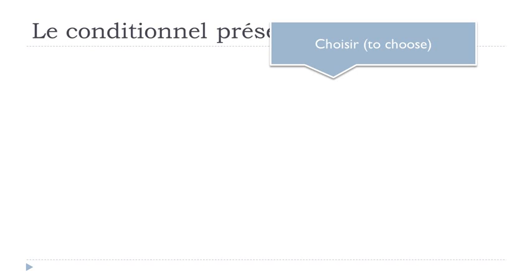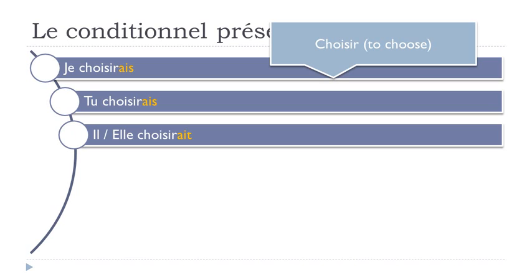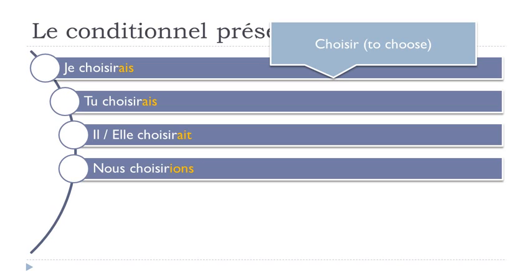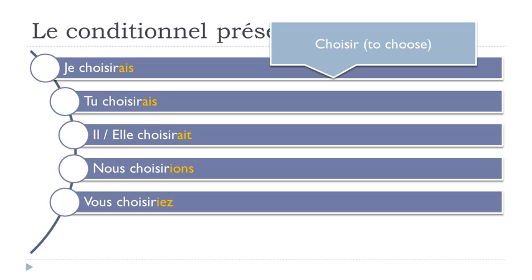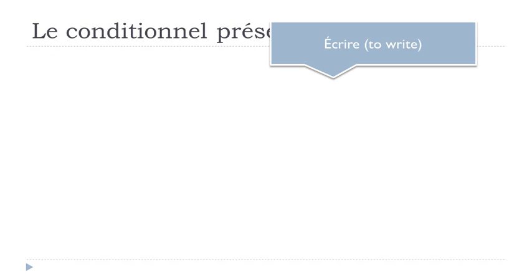Second example, choisir, from the second group of verbs. Choisir is to choose. Je choisirais, tu choisirais, il choisirait, elle choisirait, nous choisirions, vous choisiriez, il choisirait, elle choisirait. Okay, not that difficult. And the last example, for the third group, it's écrire.